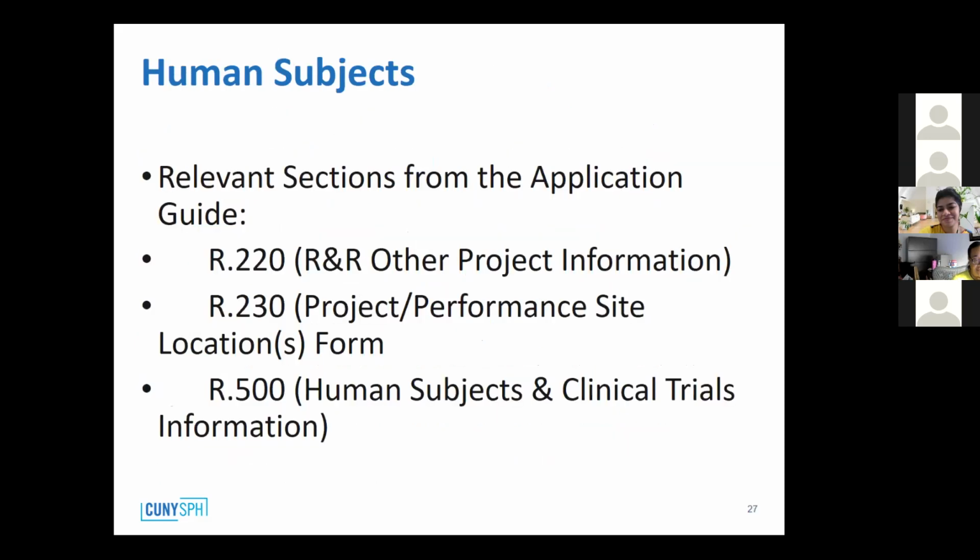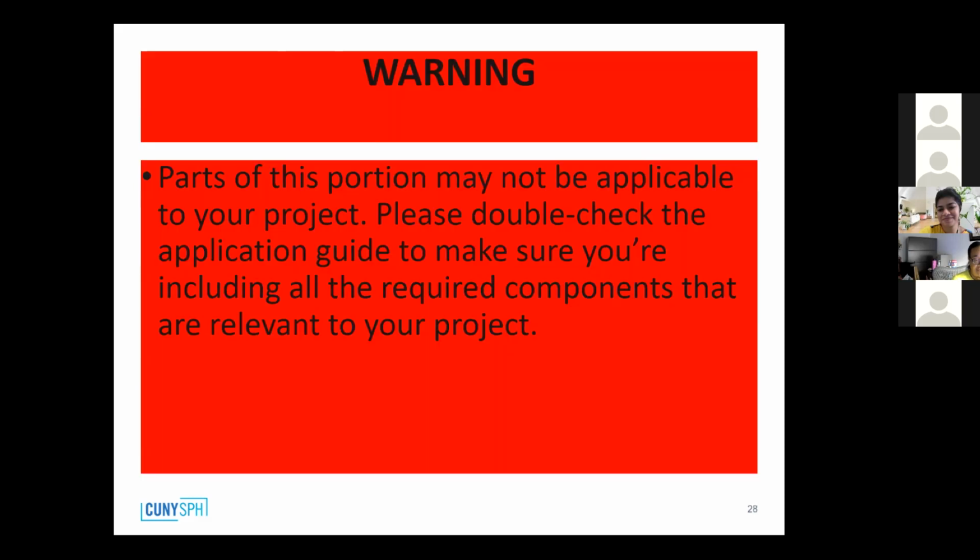So now we're going to talk about human subjects. Here are the sections that we are focusing on when we discuss human subjects, and they are from the application guide, the R220, R&R other project information, the R230, project performance site locations form, R500, human subjects and clinical trials information. This is a warning. Parts of this portion may not be applicable to your project. Please double check the application guide to make sure you're including all the required components that are relevant to your project.